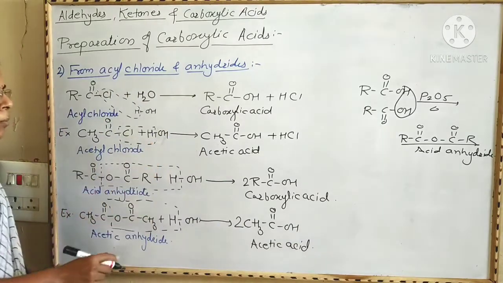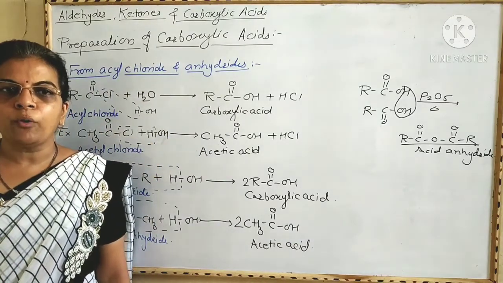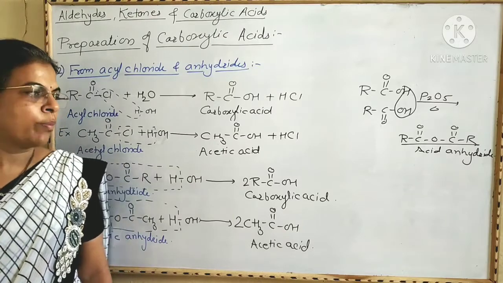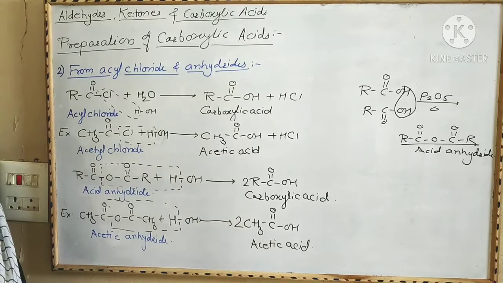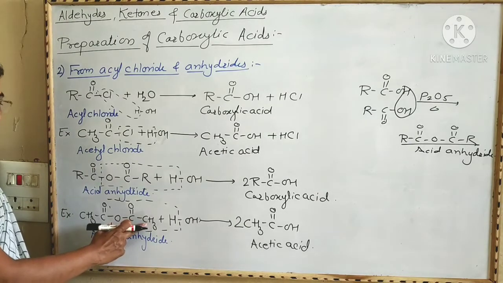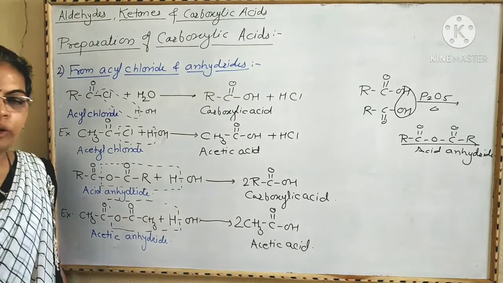By using these compounds, we can prepare aliphatic as well as aromatic carboxylic acids. We only have to take the C6H5 group here, then we will get benzoic acid. And if we take C6H5 here and C6H5 here, then we will get benzoic acid.